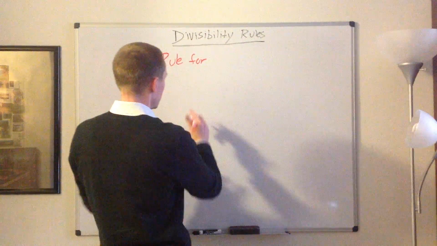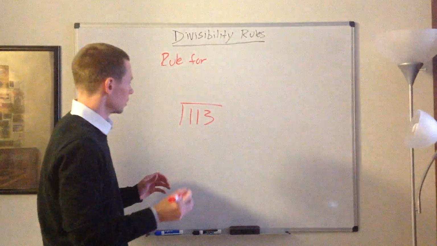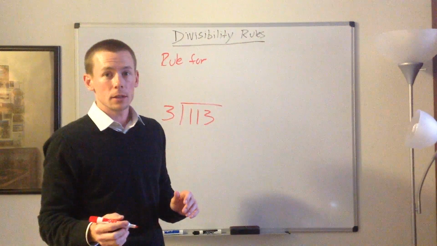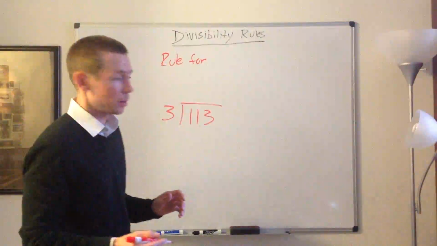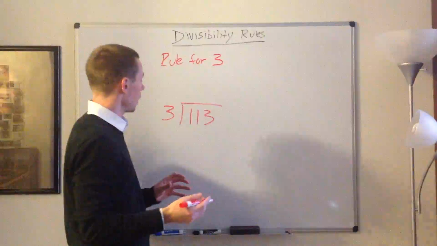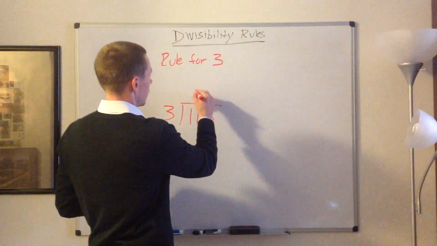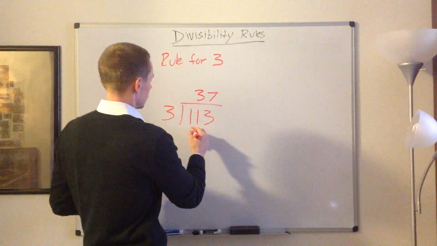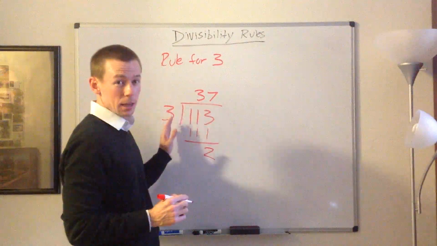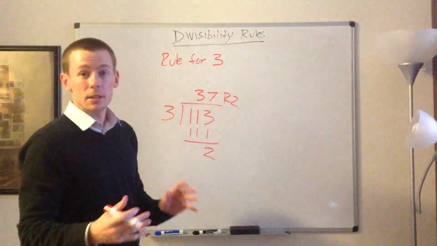Now there's a rule for 3. Like say I wanted to know if 3 will go into 113 without a remainder. Well, again, I could use the calculator, or I could do it longhand. If I do it longhand, it turns out that it goes in 37 times with a remainder of 2. So even though this ends in a 3, it does not go in evenly.